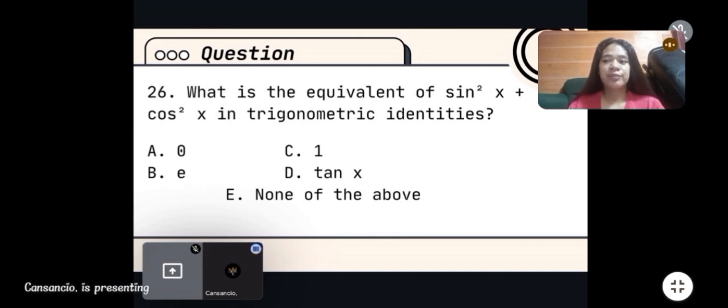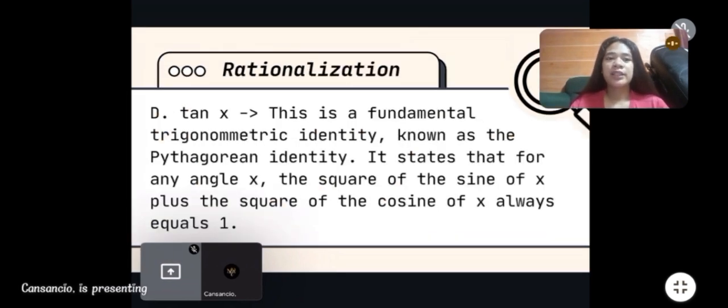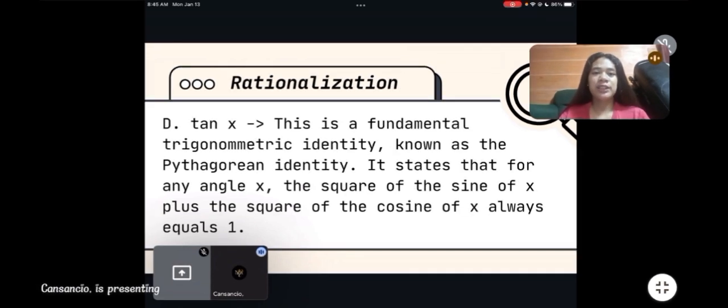Because this is a fundamental trigonometric identity known as the Pythagorean identity. It states that for any angle x, the square of the sine of x plus the square of the cosine of x always equals 1. So let's proceed to number 27.